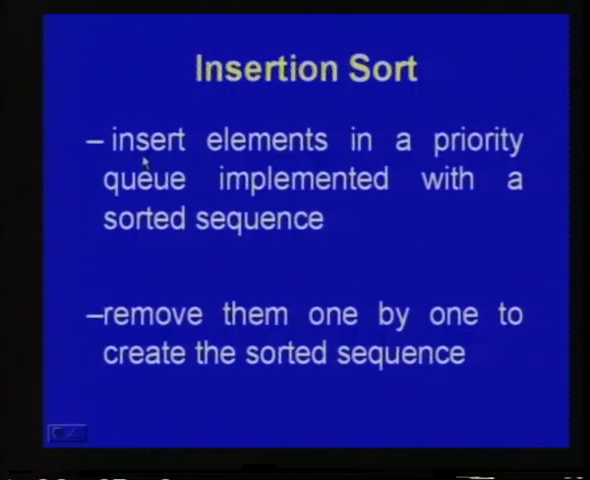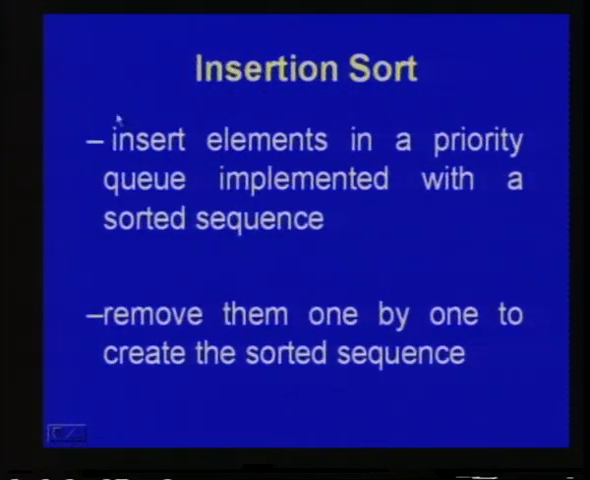The same priority queue can be used for insertion sort. In insertion sort we insert the elements in a priority queue, but this priority queue has been implemented with a sorted sequence. So, you remove one by one to create the sorted sequence. So, what is the difference between selection sort and insertion sort? In selection sort, the previous one, we inserted the elements into an unsorted sequence and here we insert the elements into a sorted sequence. So, that is the basic difference. Please note these two sorting algorithms are using priority queue as a convenient data structure for implementation purposes.